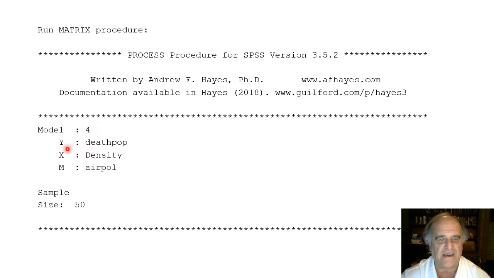And I said the Y variable or outcome variable was deaths due to COVID. The X variable was density or population density. And the mediator variable was this air pollution variable. And of course, our sample size then is 50.